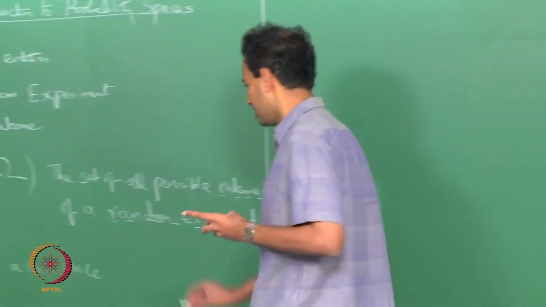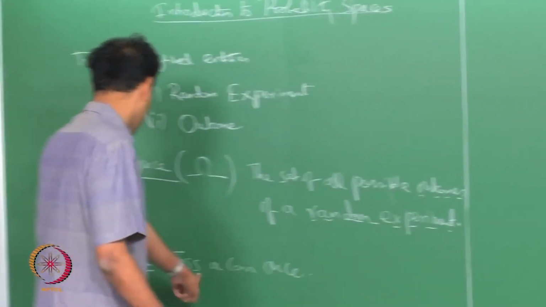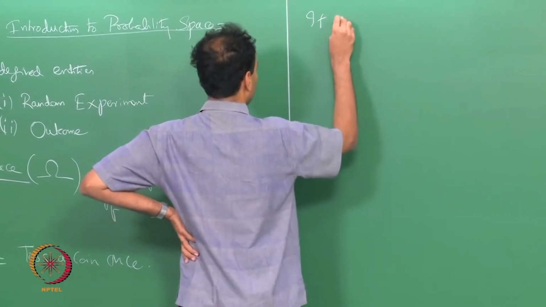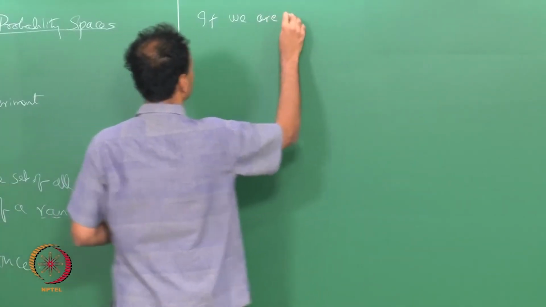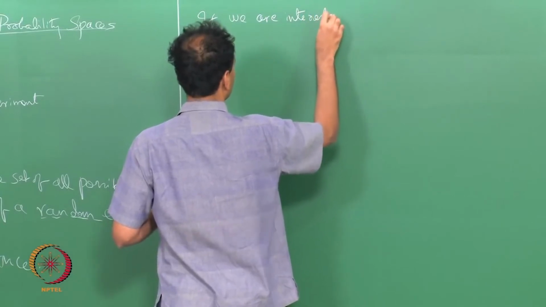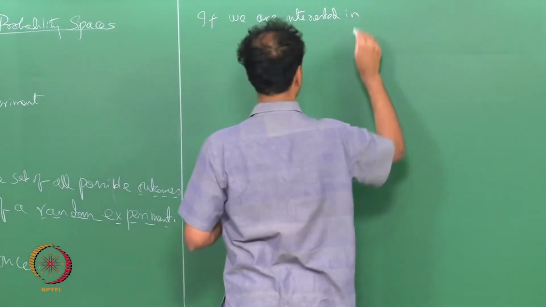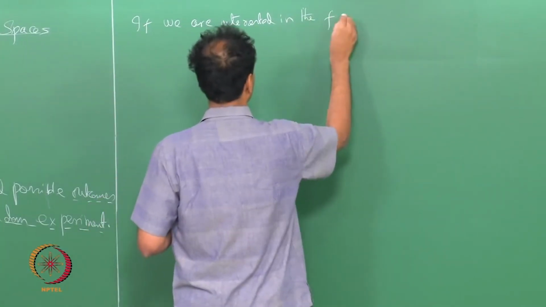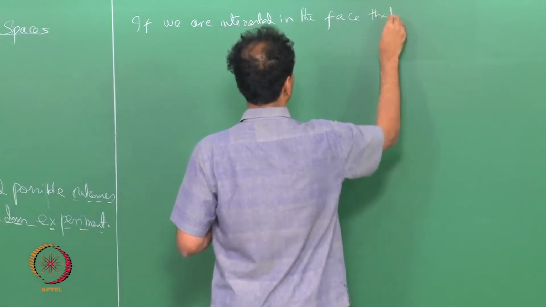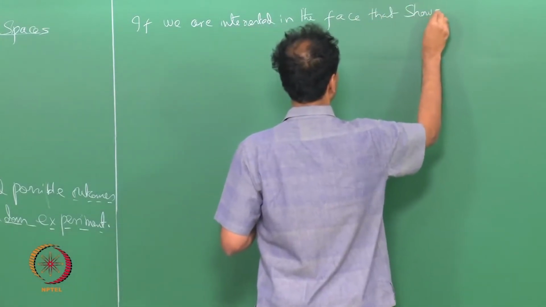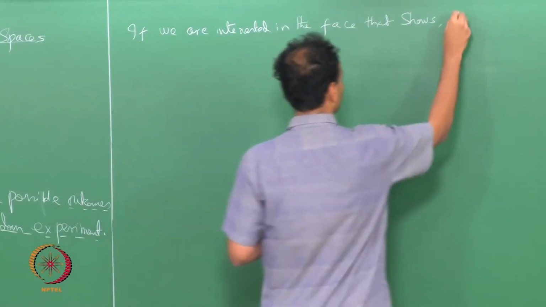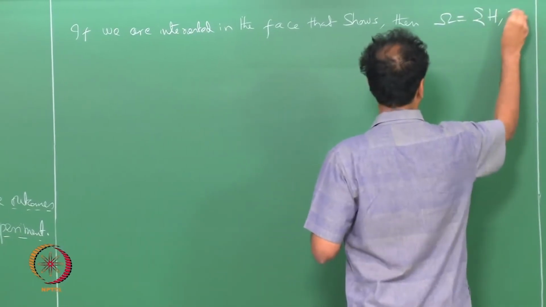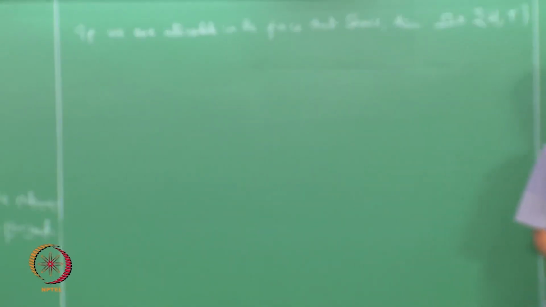So, this is the experiment, okay. So, this is tossing a coin once. If we are interested in the face that shows up, then your omega will be simply heads, tails. It will only have two elements, right.